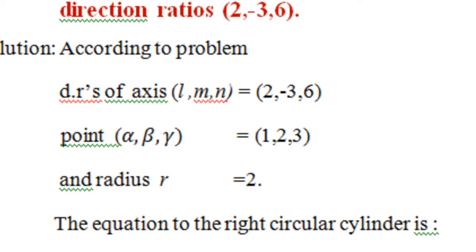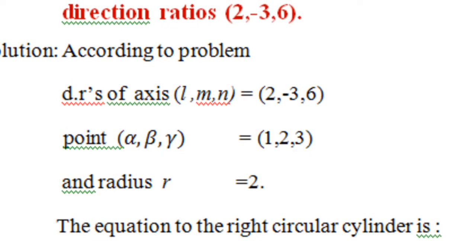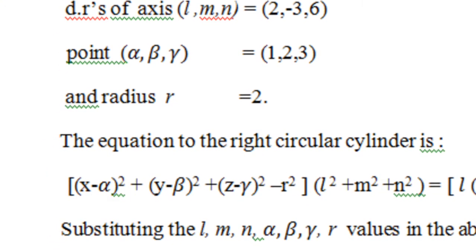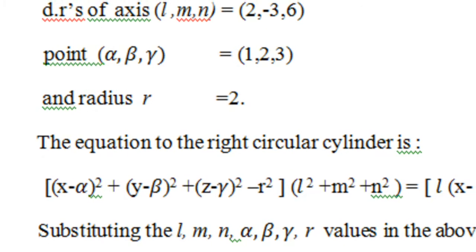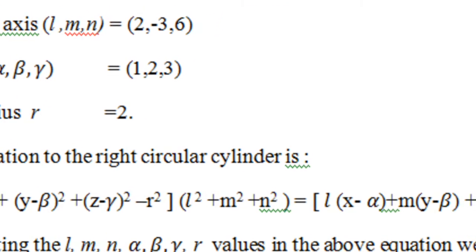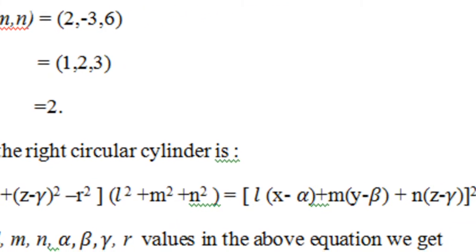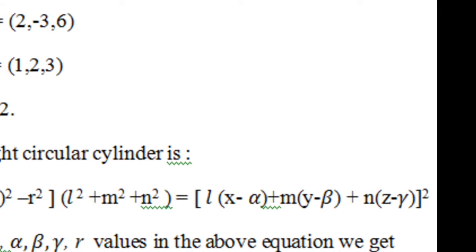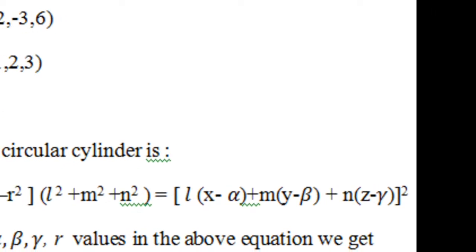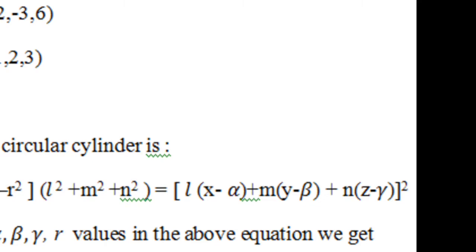Now, we have to write the equation to the right circular cylinder. In the last class, we have discussed what is the equation. See, (x minus alpha) whole square plus (y minus beta) whole square plus (z minus gamma) whole square minus r square into (l square plus m square plus n square) is equal to [l into (x minus alpha) plus m into (y minus beta) plus n into (z minus gamma)] whole square. This is the equation to the right circular cylinder. Now we have to substitute the given values in this equation, that is l, m, n, alpha, beta, gamma and r.